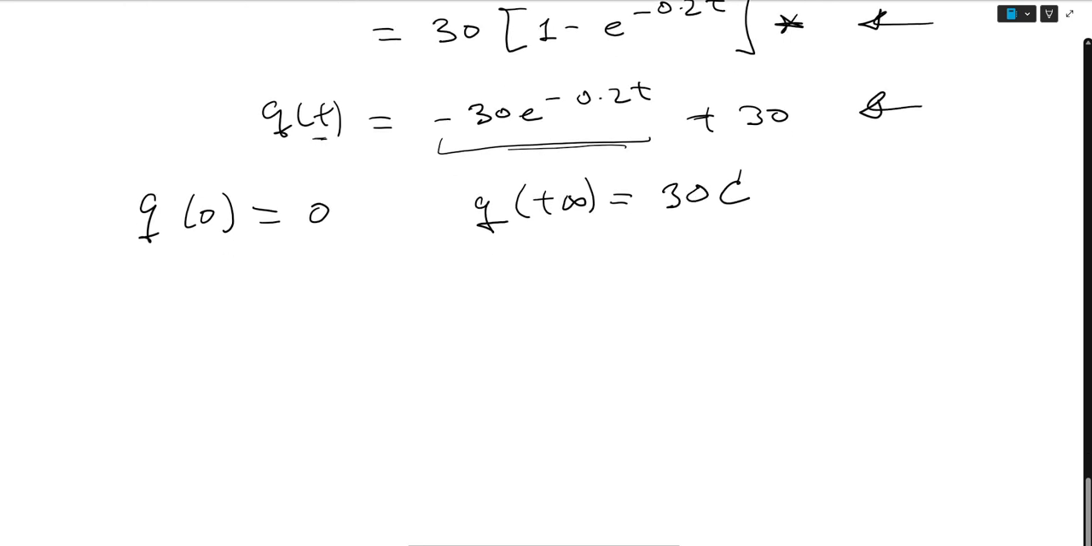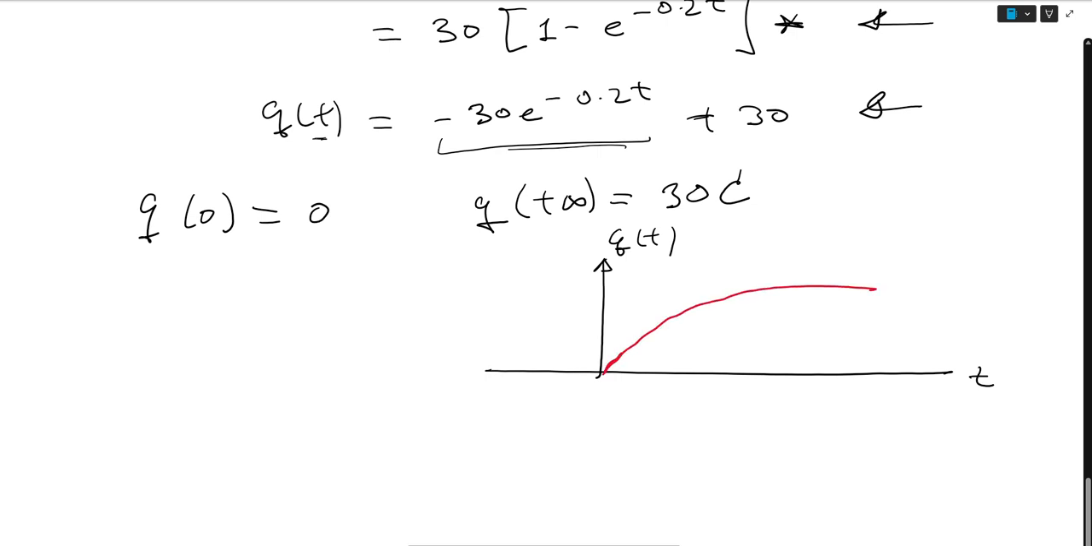And what we can generalize this to is to say that as t goes on, what is q of t? We can generalize this and say that q of t looks something like that, where it saturates at 30 coulombs.